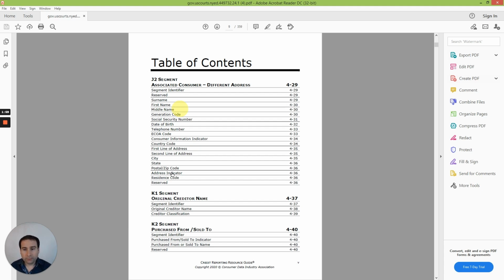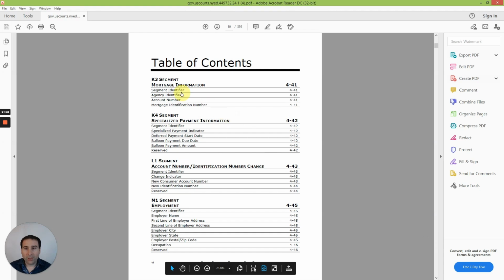Your K1 segment only has 3 data fields. This has to do with your original creditor information. Again, your K2 segment has your data fields for your purchase from and to. K3 segment just has 4 data fields related to it, and this is mortgage information. Your K4, specialized payment information, such as is it a balloon or is it in a deferred status.